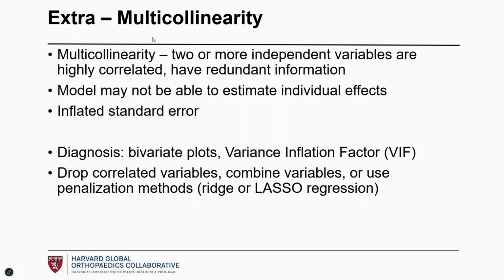Now, once you have diagnosed it, how do you work around it? You can start by dropping correlated variables, basically keeping in the model the variables that are the primary interest for your analysis and dropping other variables that you are trying to adjust for, but which create the issue of multicollinearity. You could try to combine variables with each other or also use penalization methods such as ridge or lasso regression.